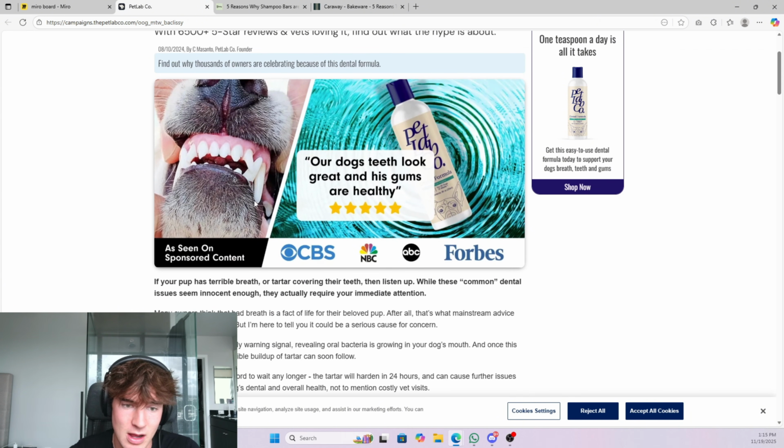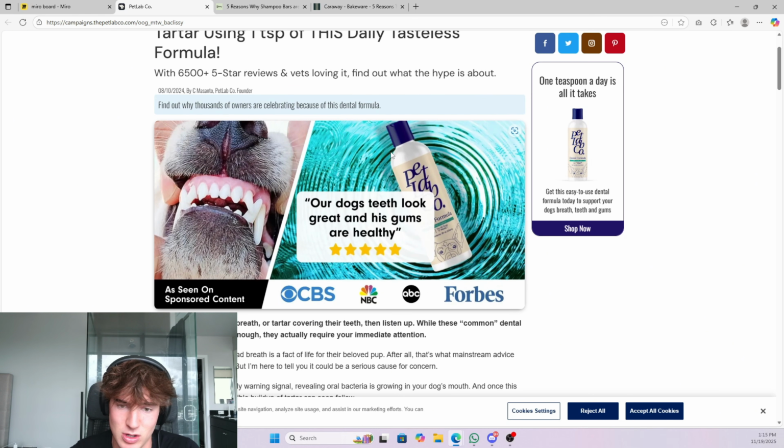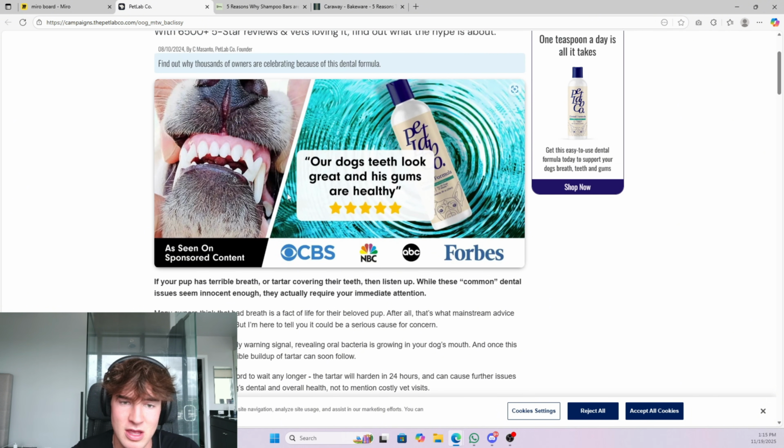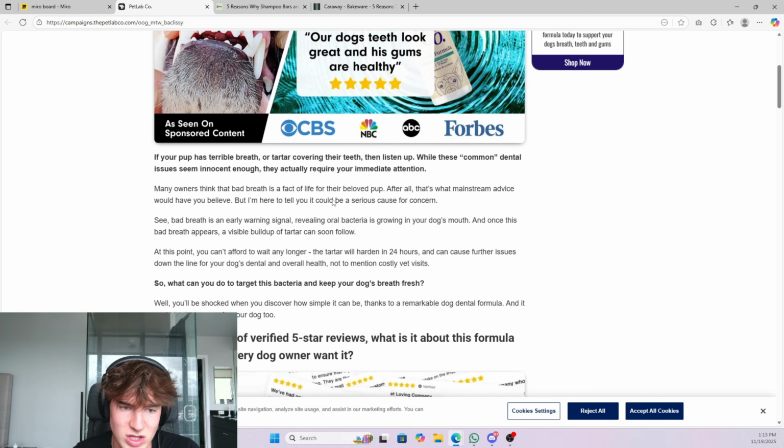Let me scroll down a little bit. You kind of see an image of a dog with a really nice smile, white teeth and everything. You got a picture of the product. You got a nice little review in here: our dog's teeth look great and his gums are healthy. Very simple and to the point, kind of what the product is about.